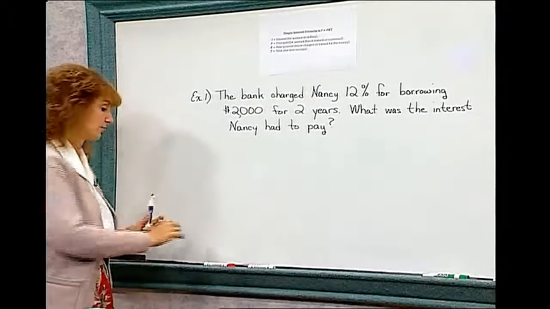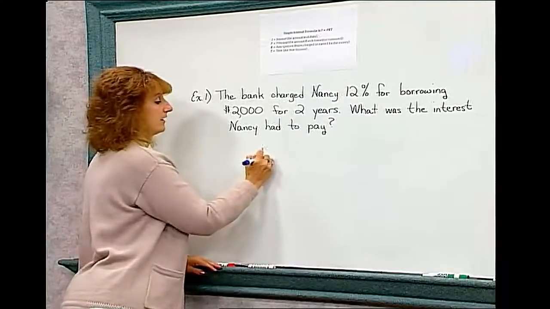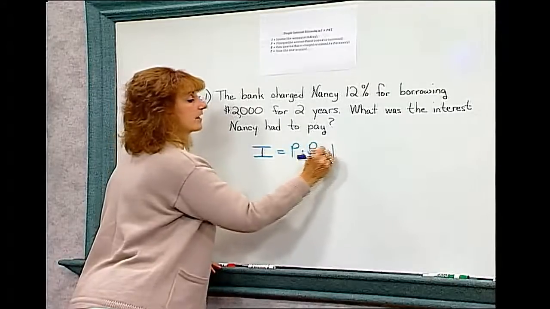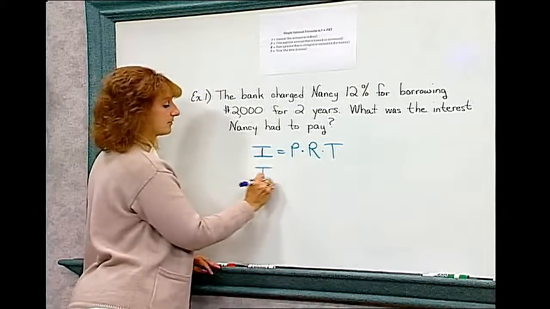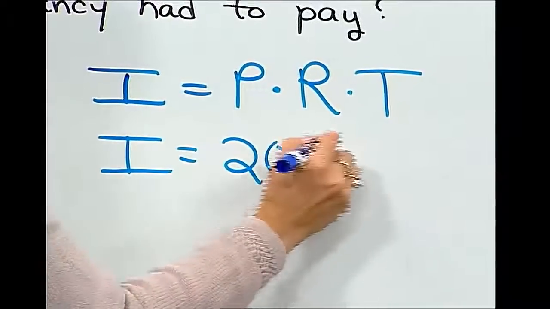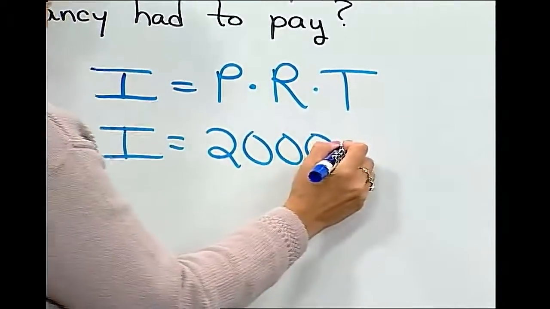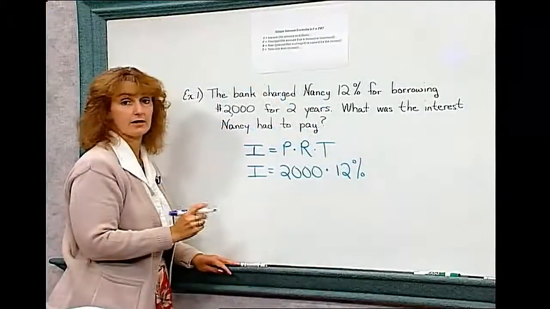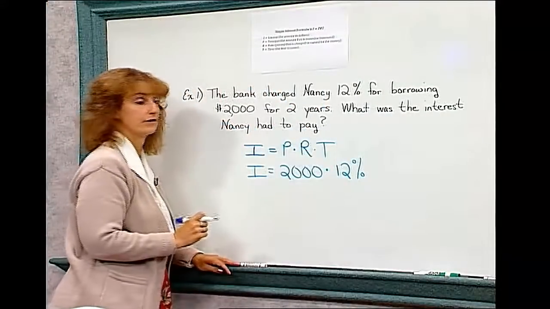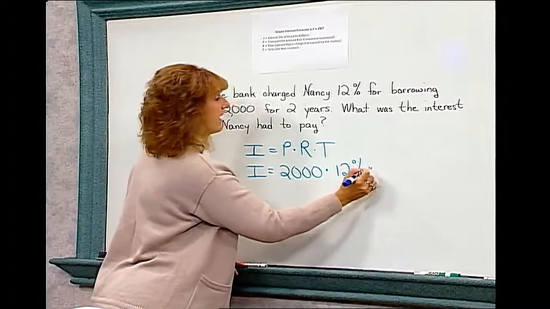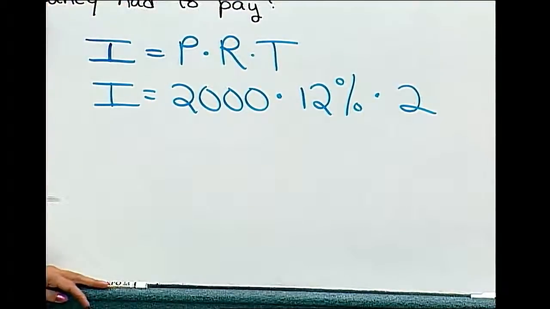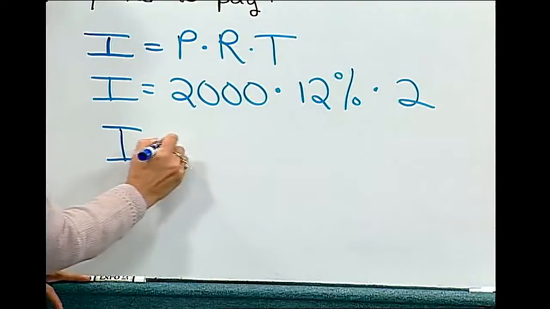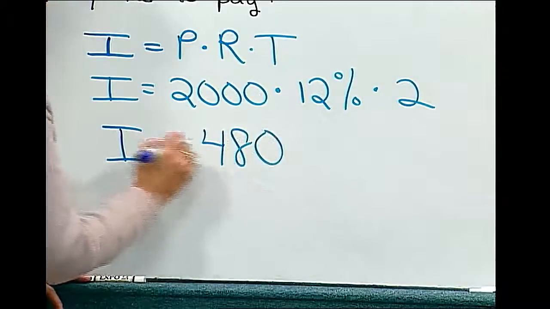So if we take these numbers, we know the interest equals the principal times the rate times the time. Our principal is $2,000. Our rate is 12%. Remember, if you're not using a calculator, you'll need to use 0.12 here. And then we have to multiply that by 2 years. 2,000 times 0.12 times 2, our interest would be $480.